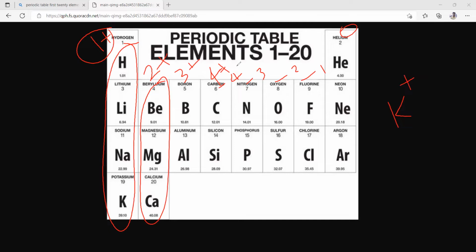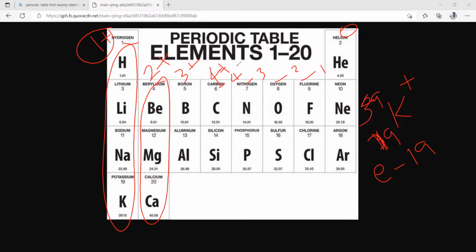Okay, very good. The atomic number of potassium is 19. The mass number of potassium is 39. Now, how many electrons are there in potassium? 19. Yes, 39 minus 19 is 20. 20 minus 1, 19.